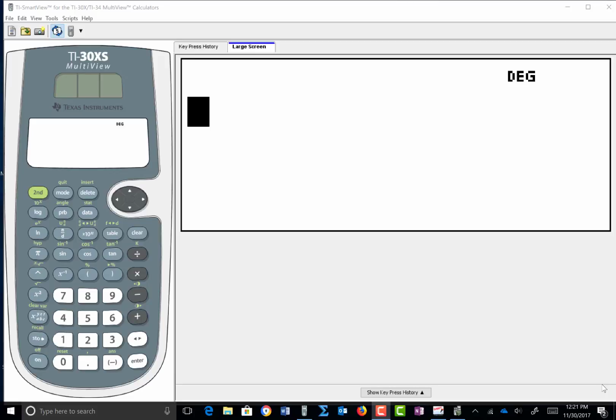We're going to go through some calculator basics of the two most common calculators that are used in this class. One is the TI-30XS.